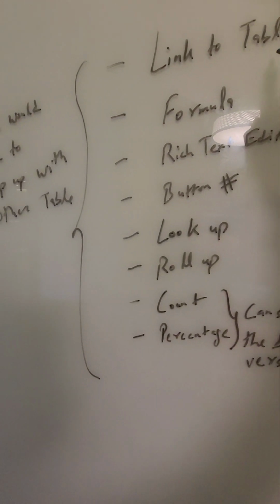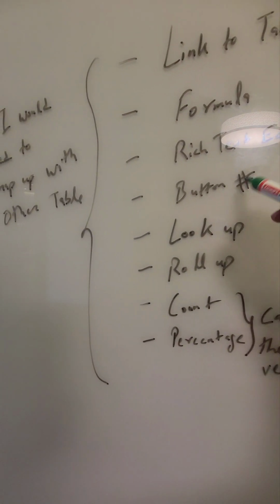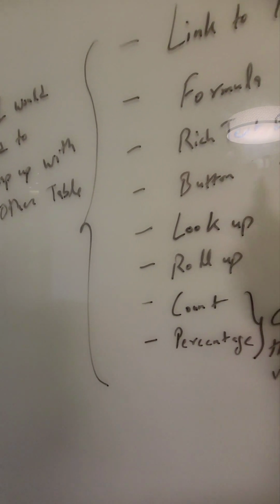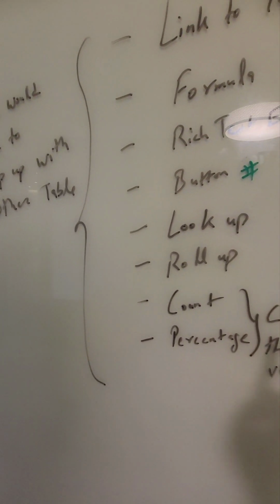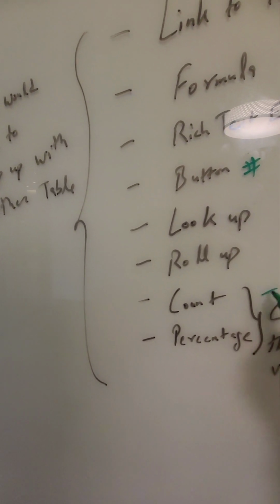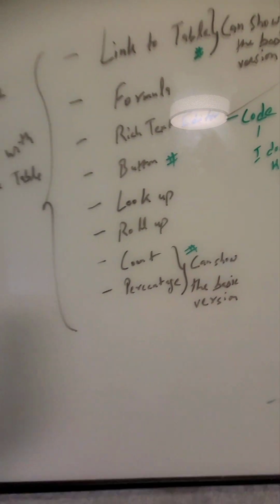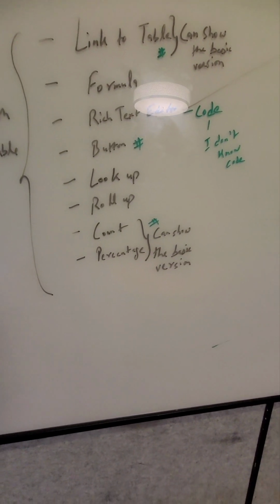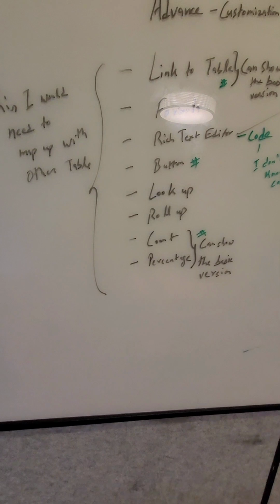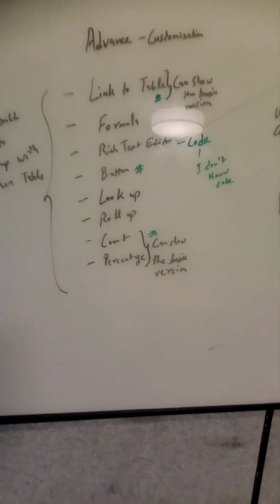Button, I think I can try. So let's keep it, probably. I'll give this one a hashtag. I'll give it green also, so that I know I'm going to try these at least. Lookup, rollup, count, percentage. Lookup rollup is quite advanced, so I'm not going to use it for now.